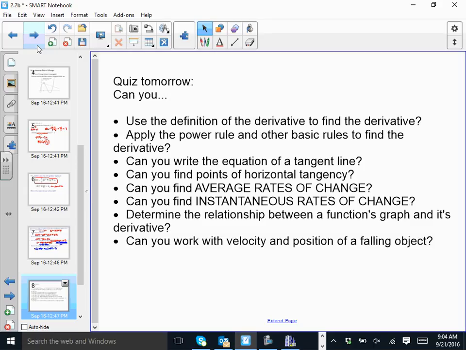You should not need a calculator on the quiz. But what I want you to do in your homework tonight is, anytime you evaluate a derivative at a point, practice using your calculator, not only to check yourself, but because your calculator skills will become more important later, but we need to practice them now.